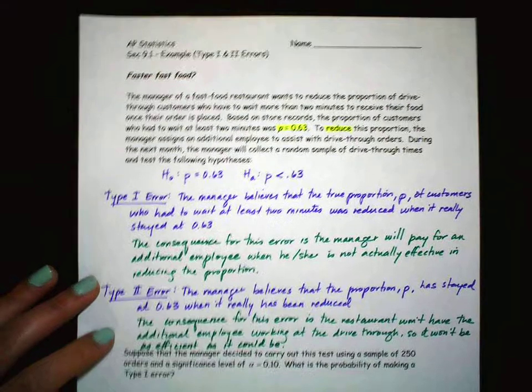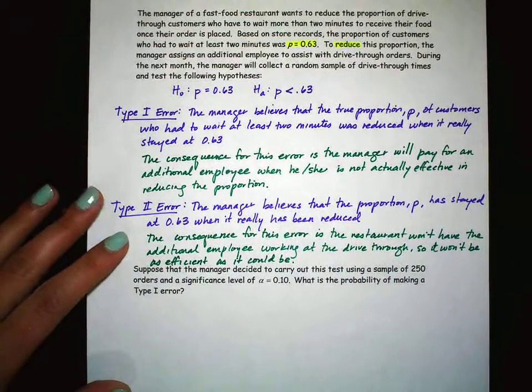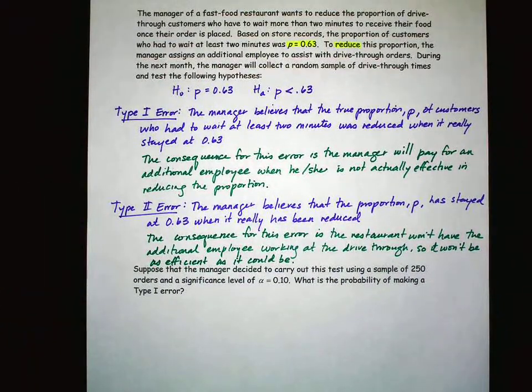Alright. And if you went to the PowerPoint, they have a few more examples of this. And so you can always go back to that to get a little bit more practice. At the bottom, suppose a manager decided to carry out this test using a sample of 250 orders and a significance level of 0.1. What is the probability of making a type 1 error?